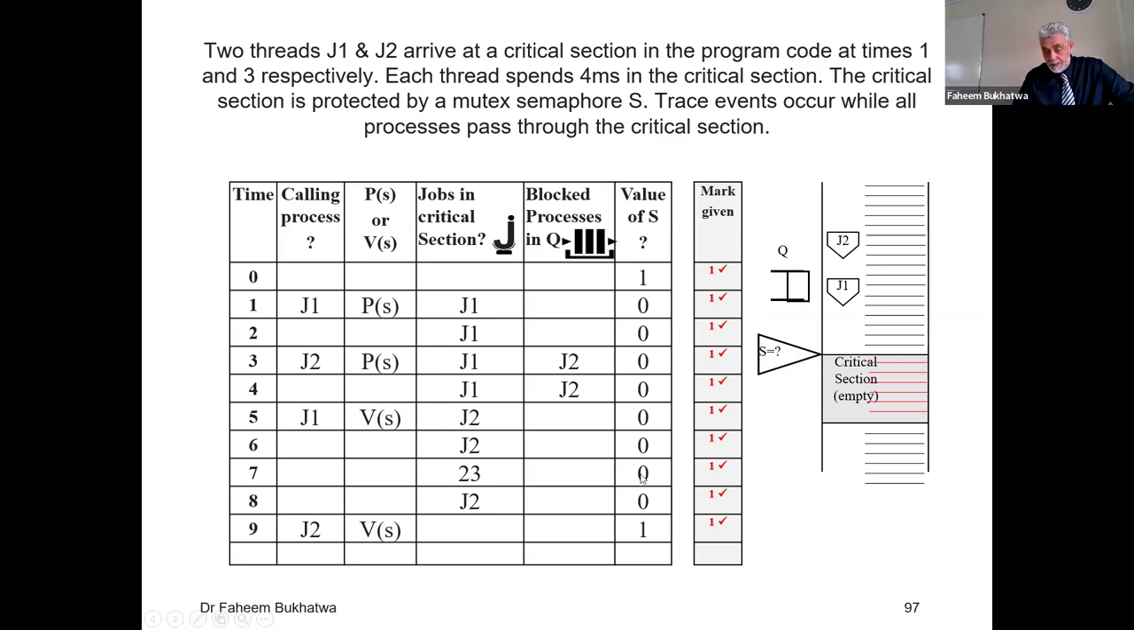So day 6, nothing happens. Day 7 and 8, nothing happens. At day 9, J2 leaves. It issues the V function. The V function says, is anybody waiting in the queue? No, there's nobody waiting in the queue. Well, then give the key back to reception and walk out.